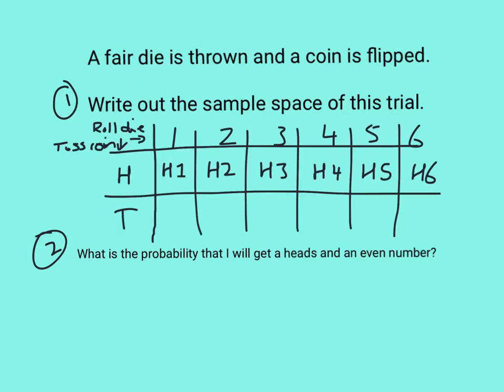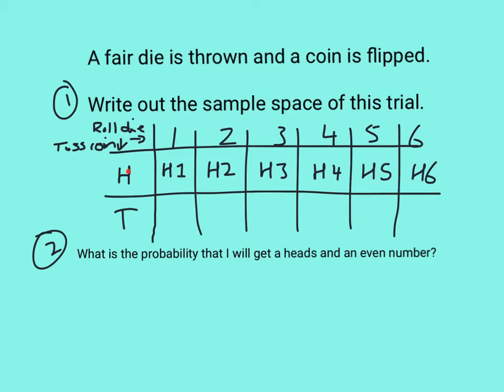Okay, so I've written out this sample space a little differently this time. We're going to do a little bit more of this. These are called two-way tables, and we'll be doing a little bit more later in the chapter. So first of all, to roll a die: 1, 2, 3, 4, 5, 6. These are the outcomes that I'll have. And to toss the coin, we know heads and tails are the only outcomes that we'll have there.